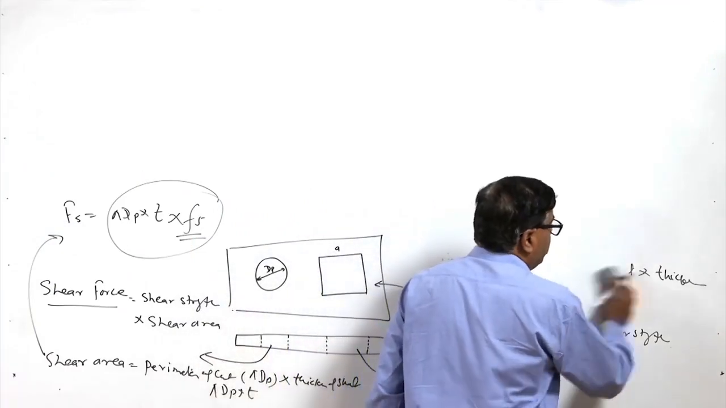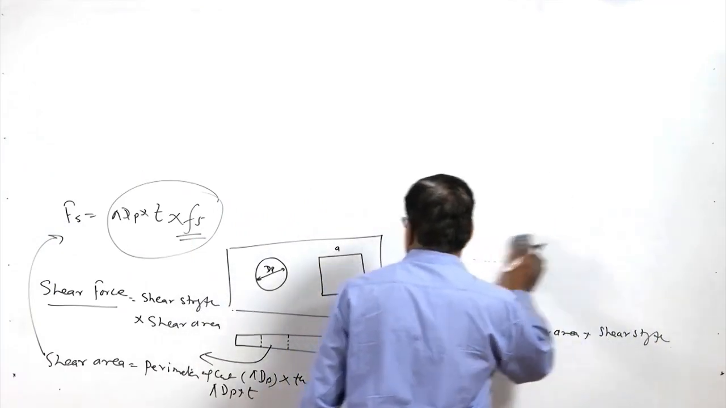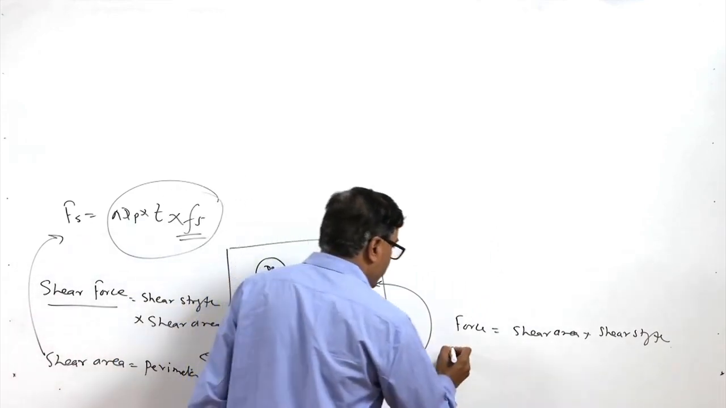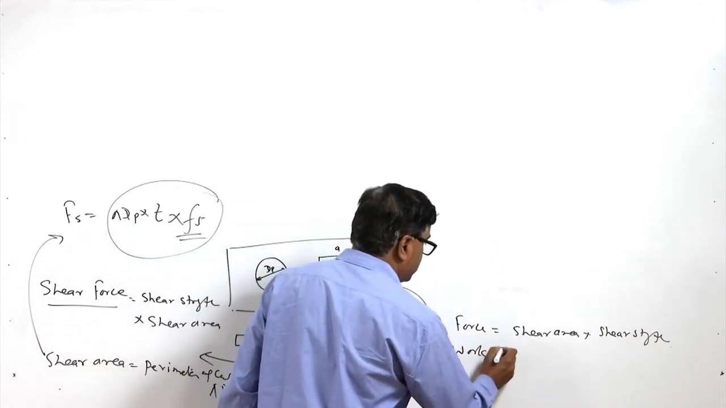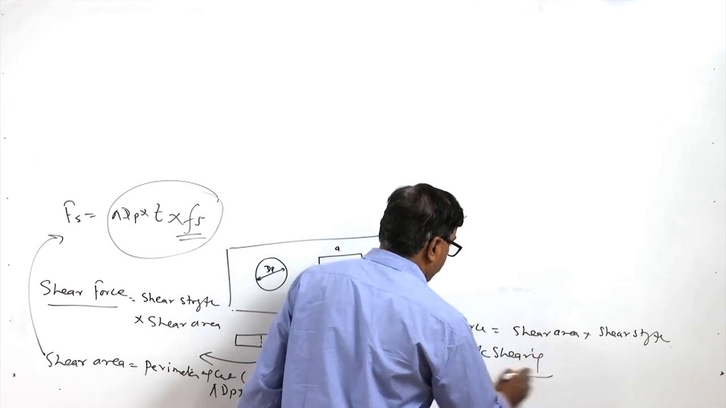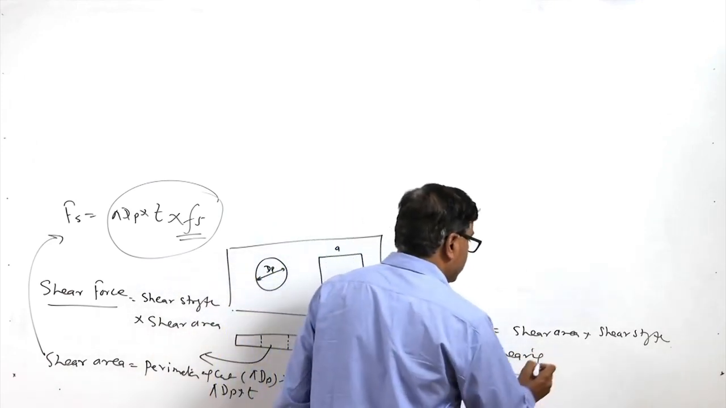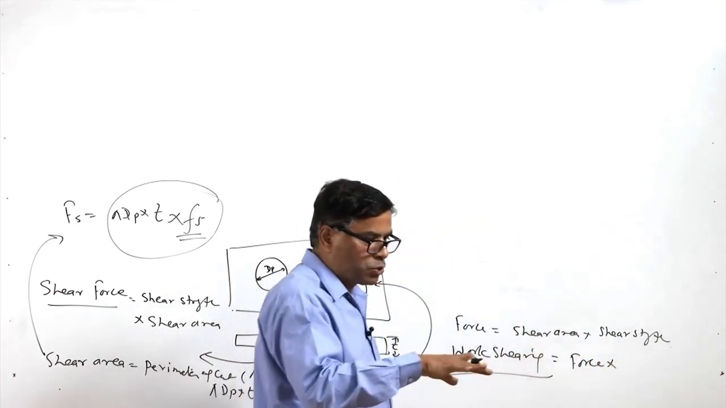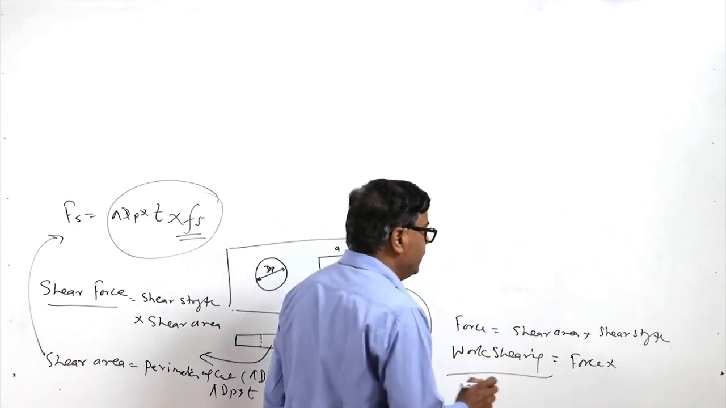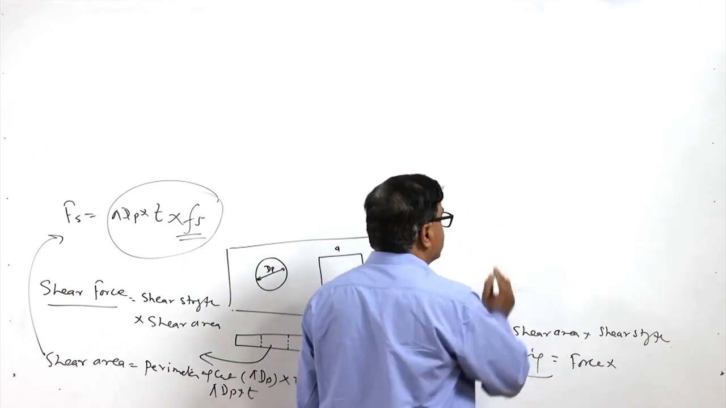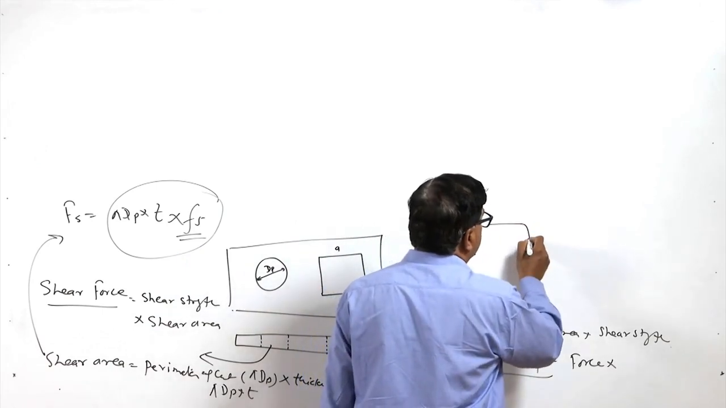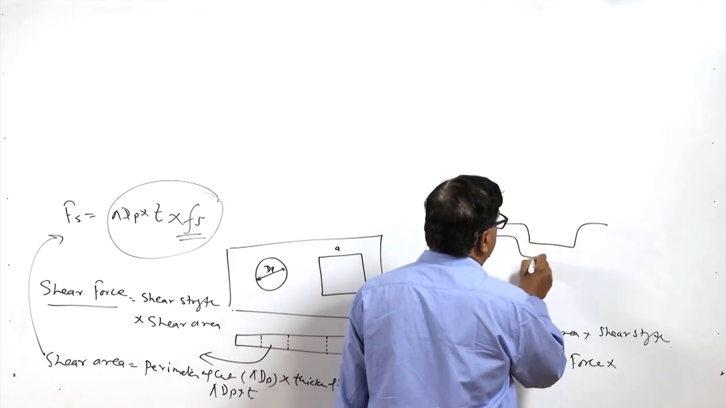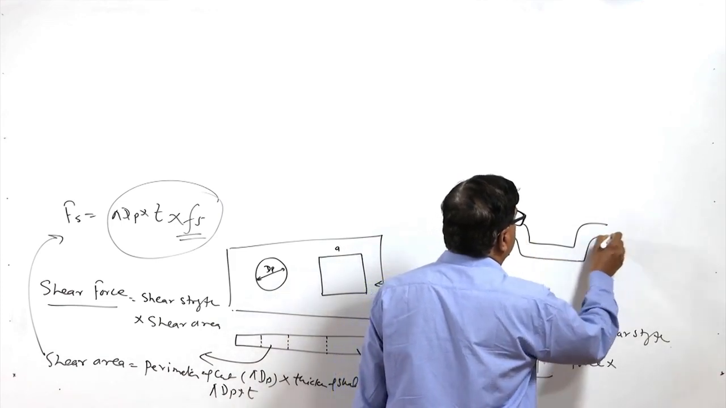Now if we have got the shear force, then using this we can determine the work to be done for the shearing. Work for shearing is the force multiplied by the distance through which the force is to be applied for the shearing, and that distance becomes equal to the depth of the penetration.